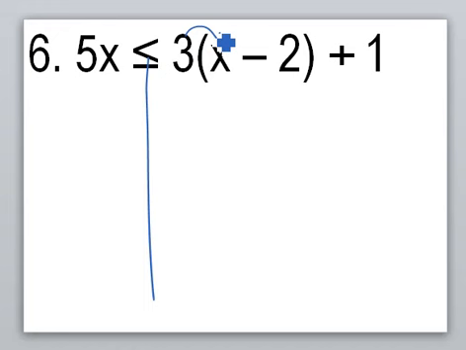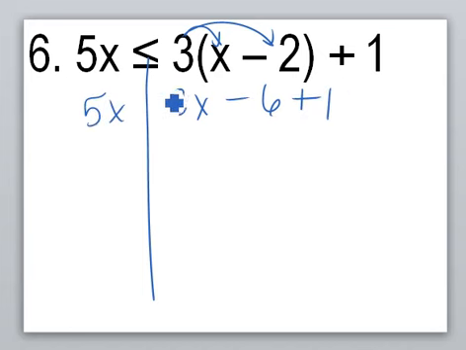Alright, on this one, again, I'm distributing. So every time you notice, I'm still solving these inequalities just like I do an equation. So just like I solve an equation, I'm solving the inequality. This time I can actually combine like terms. So I'll combine and I'll get 3x plus negative 5 here.